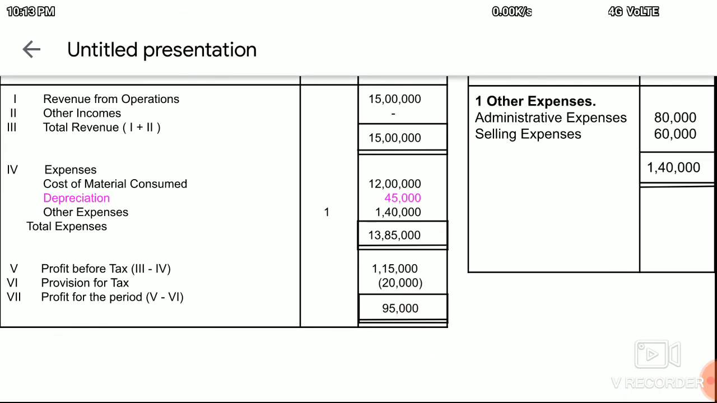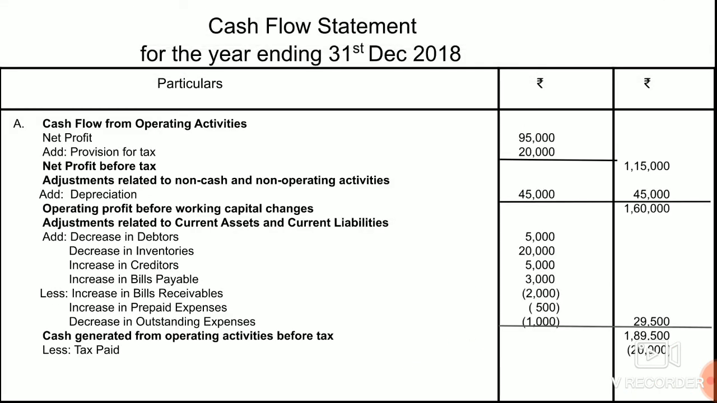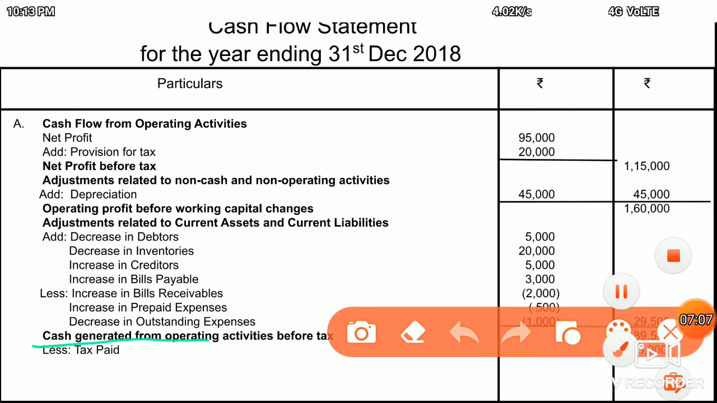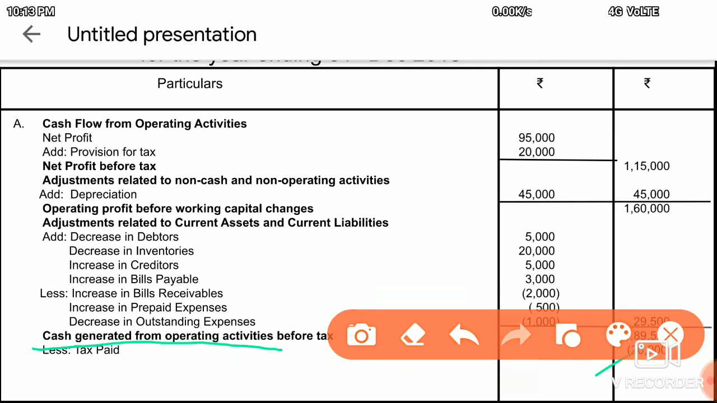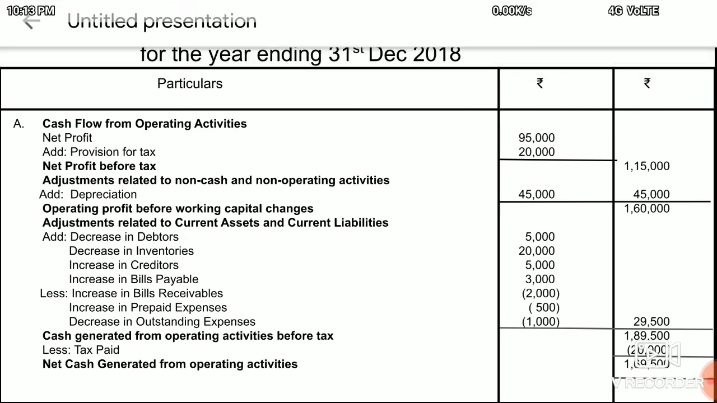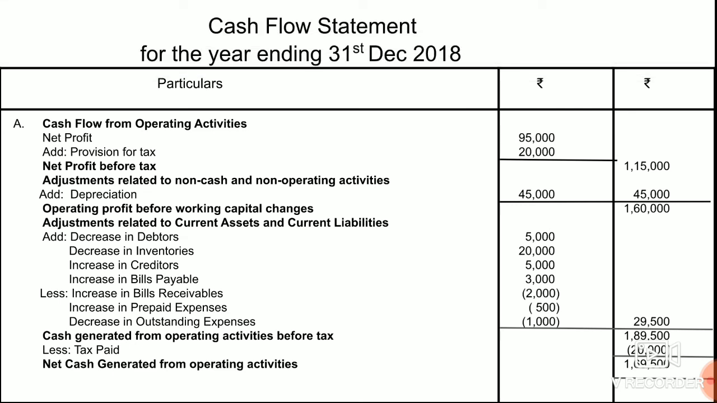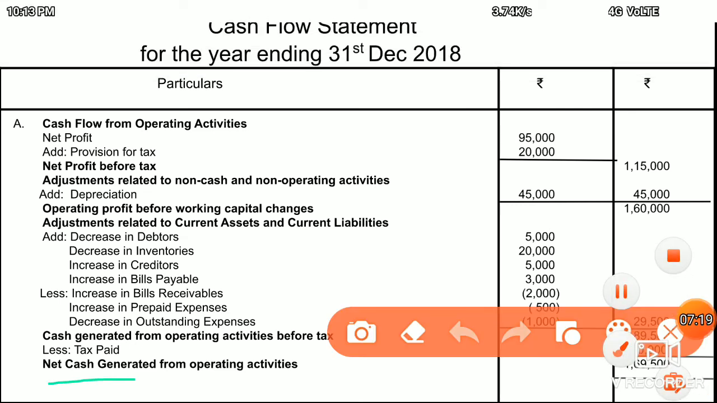So in our statement, we deduct this tax from the cash generated from operating activities, that is 20,000 we deduct it, and our final amount will be the net cash generated from operating activities, that is 1,69,500. So this is our answer.